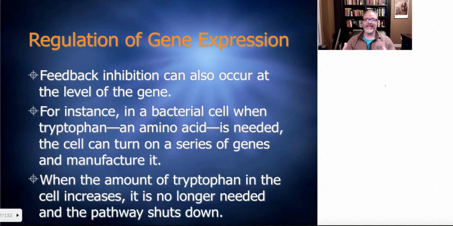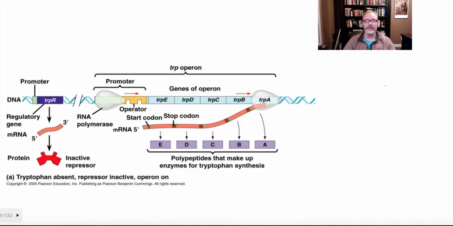But when it's needed and isn't present in the environment, the cells can turn on a series of genes and make it out of some of the stuff that is present. And when the amount of tryptophan in the cell increases, when we don't need it anymore, we can work to shut this pathway down. We'll learn more about how these pathways work, and DNA, transcription, translation, things like that later on in the course.